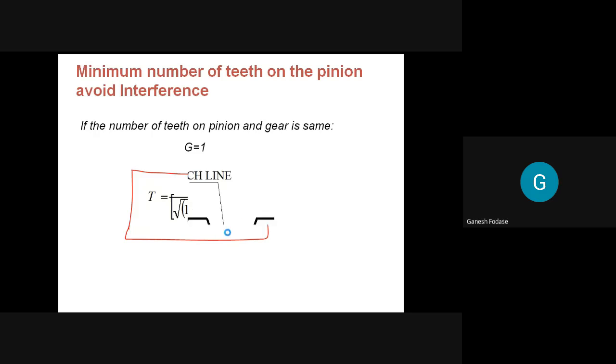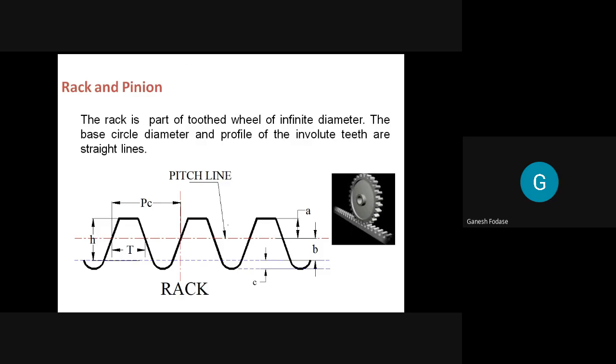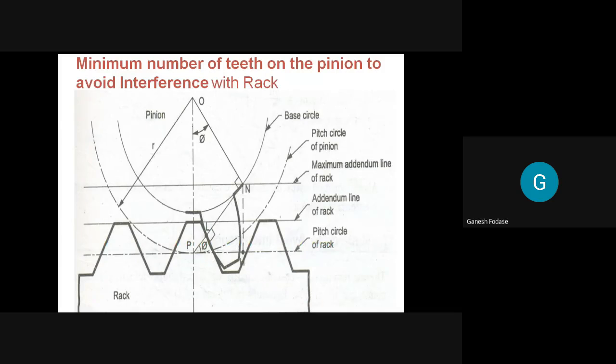Then for rack and pinion also we can determine, when rack and pinion are in mesh, what is the minimum number of teeth on the pinion to avoid interference with the rack? So for finding this, we can consider this diagram. And again, in the same way, we can find out the maximum addendum to avoid the interference. If you consider this diagram, the maximum addendum to avoid the interference for a rack, which is in mesh with the pinion, is this much. So it will be from this to this. That is NH. So NH is the maximum addendum radius.